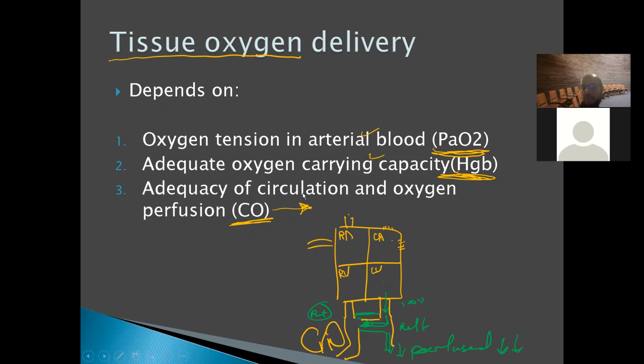If the cardiac output is decreased, the amount of blood going to the entire tissue is decreased. So that's how we understand this one. There are multiple examples of how a decreased output affects tissue oxygenation.